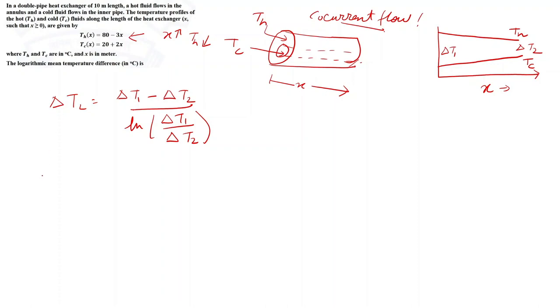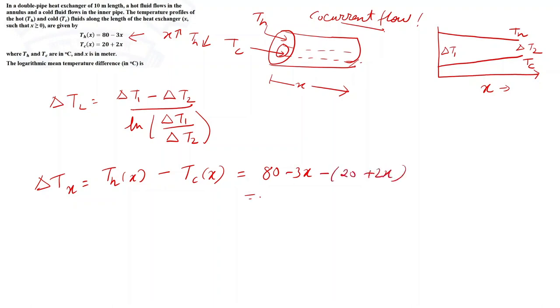So that will be the temperature of the hot fluid at x minus the temperature of the cold fluid at x. So it will become 80 minus 3x minus of 20 plus 2x. You can solve this and it will become 80 minus 20 is 60, minus 3x minus 2x is minus 5x. Okay, so my delta T at any x is 60 minus 5x.